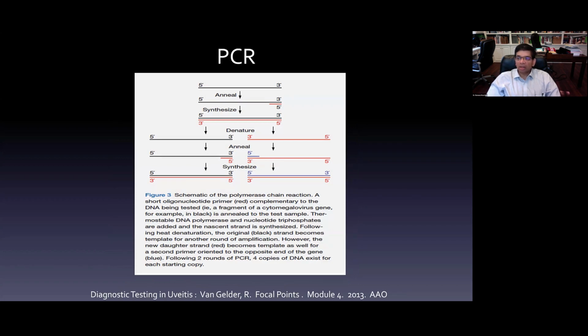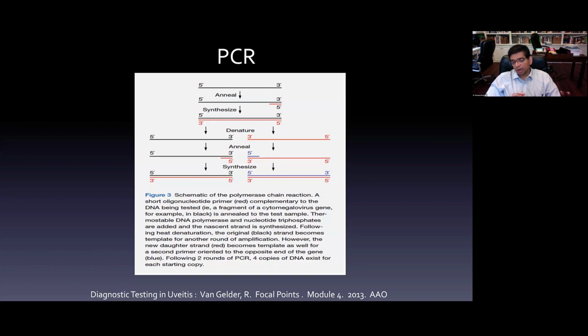PCR testing, we mainly do for HSV, VZV, CMV, and toxoplasmosis, and this is from anterior chamber samples because they're readily available in the clinic. Vitreous biopsies and vitreous evaluation can be helpful when you're looking for toxoplasmosis and other more esoteric things in the vitreous in terms of infectious etiologies.